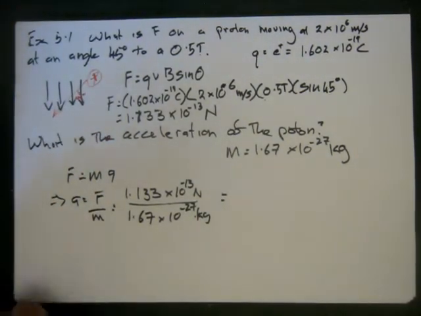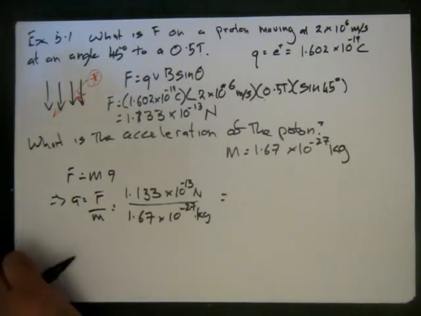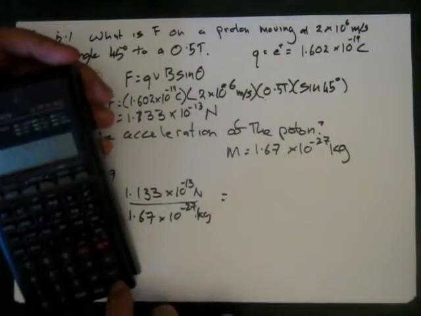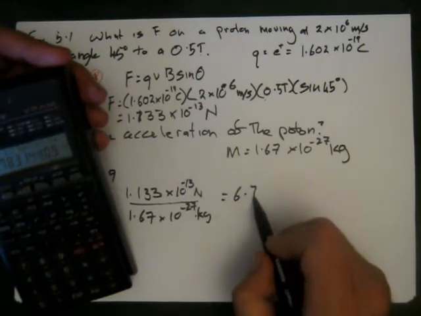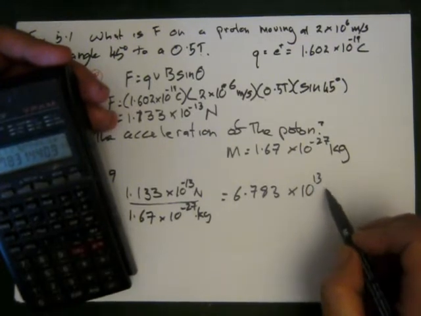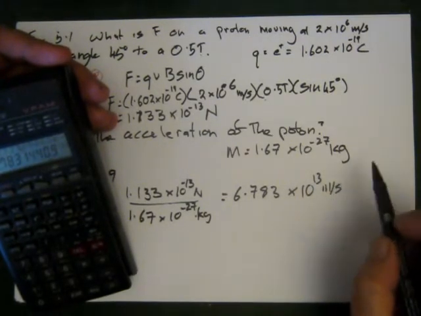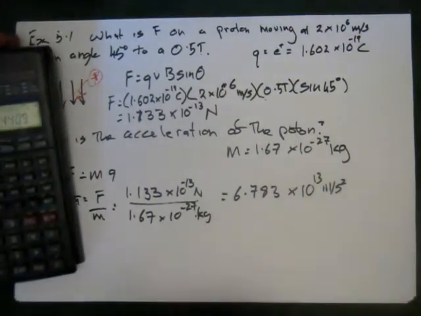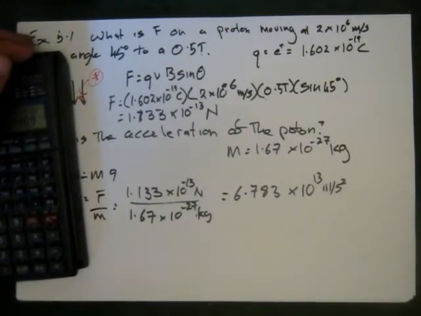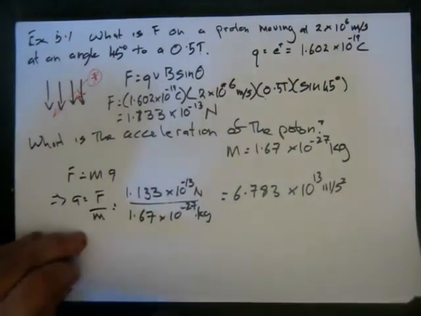So let's divide by 1.67 x minus 27 using the calculator, equals 6.783 times 10 to the 13 meters per second squared. So that is accelerating at 67.83 million million meters per second squared. And yeah, they can do that. I mean, that's a scary thing.